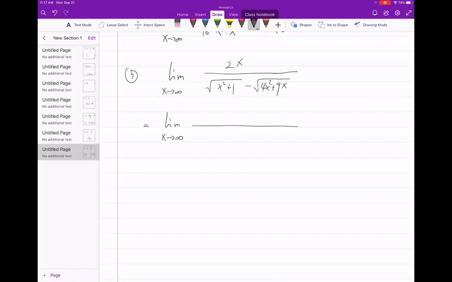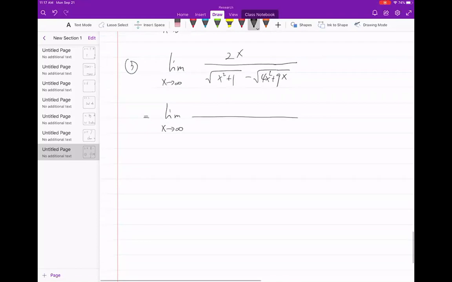Plugging in gives infinity minus infinity divided by infinity. It's difficult. Okay, then leading terms. What's the leading term on the top? X. What's the leading term on the bottom?